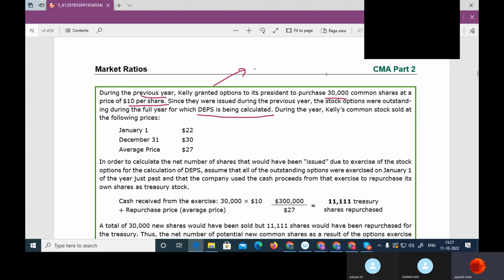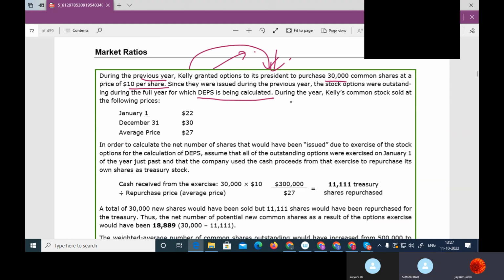So this option which Kelly, the company, has given to its president, to buy shares at $10 per share, covers 30,000 shares. Now that option is still outstanding. If they exercise this option, that option would lapse. That means they have considered that option to be exercised. Now some other points. During the year, Kelly's common stock sold at this and this.